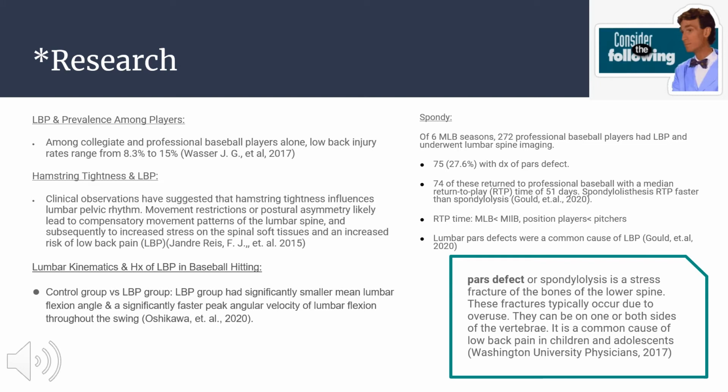Of those 75, 74 of them returned to professional baseball with a median return to play time of about 51 days. And those diagnosed with spondylolisthesis actually returned faster than spondylolysis, which was kind of surprising to me, but that is what the study had suggested. When you look at return to play time, the Major League Baseball players took less time to return to normal function playing baseball than minor league baseball players. And also position players took less time to return than pitchers. So it kind of addresses the different demands on the body in terms of mechanics, perhaps.